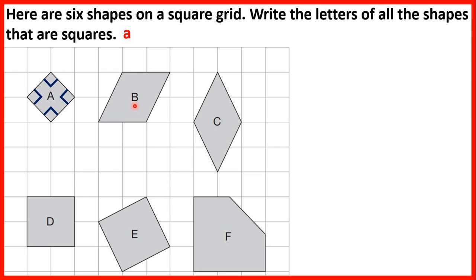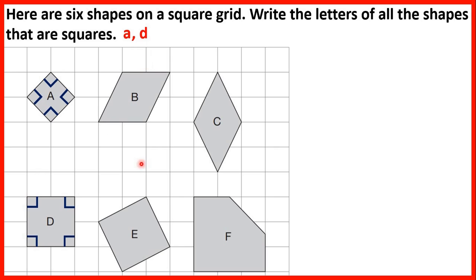Shape B is not a square. Shape B is a parallelogram because we can see that the corners are not right angles. And for shape C, though all the sides are the same length, the angles are not right angles, because this angle at the top and this angle at the bottom are less than a right angle, and these angles at the side are larger than a right angle. So this shape is not a square because a square needs to have 4 right angles, and this shape doesn't have any. Shape D is a square because we have 4 right angles and all of the sides are the same length.